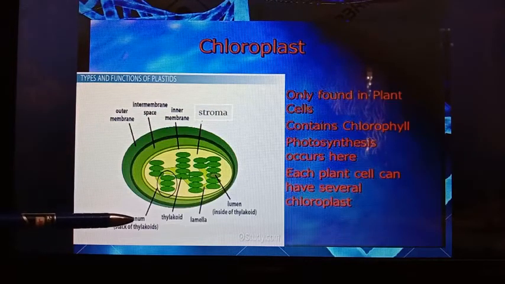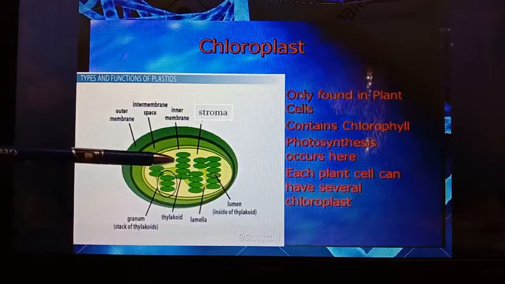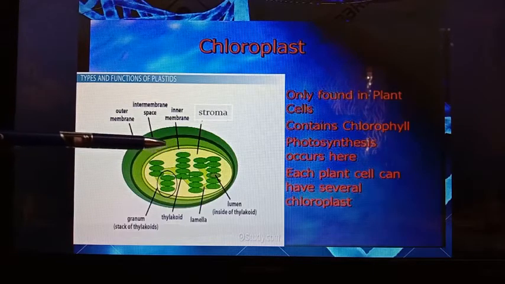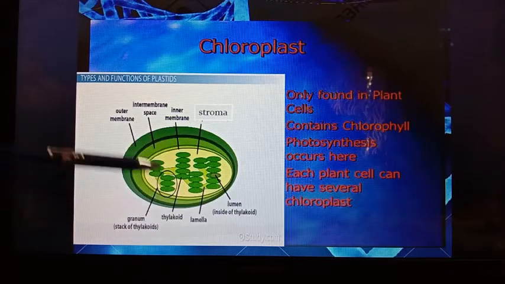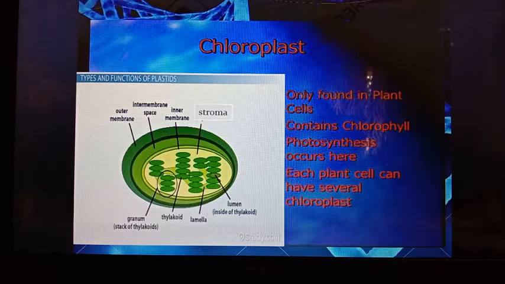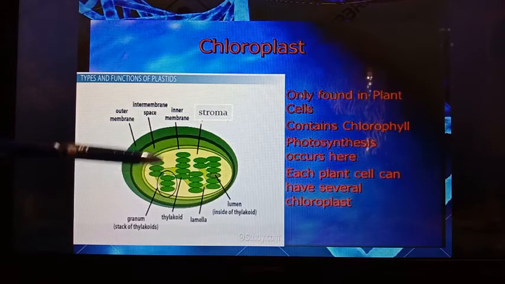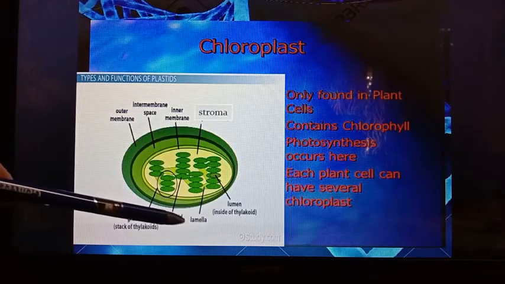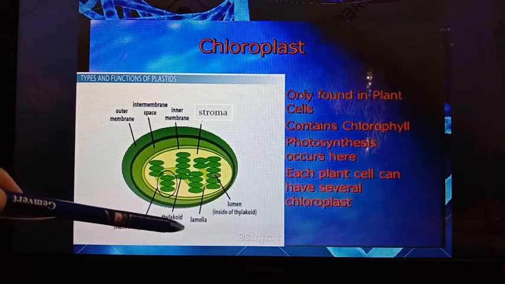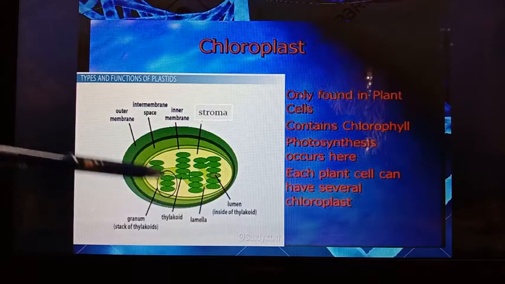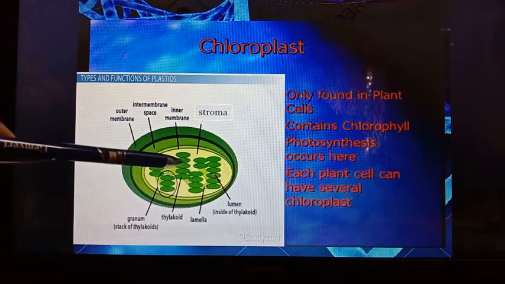Grana mainly is the stacks of flattened sacs or discs which are known as thylakoids. So grana is the stack of thylakoids. This thylakoid actually contains chlorophyll pigments. Grana are connected to each other by the structure that is known as lamella. So lamella connects one grana with another grana.